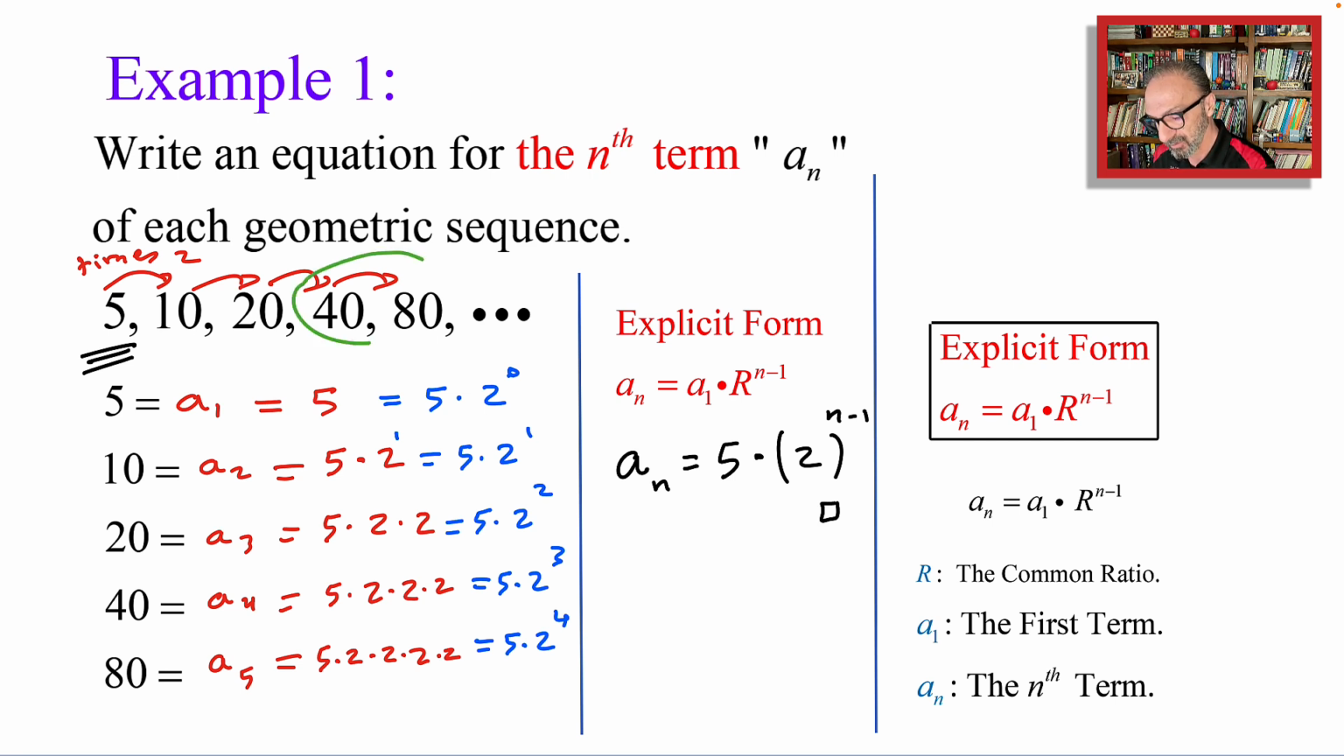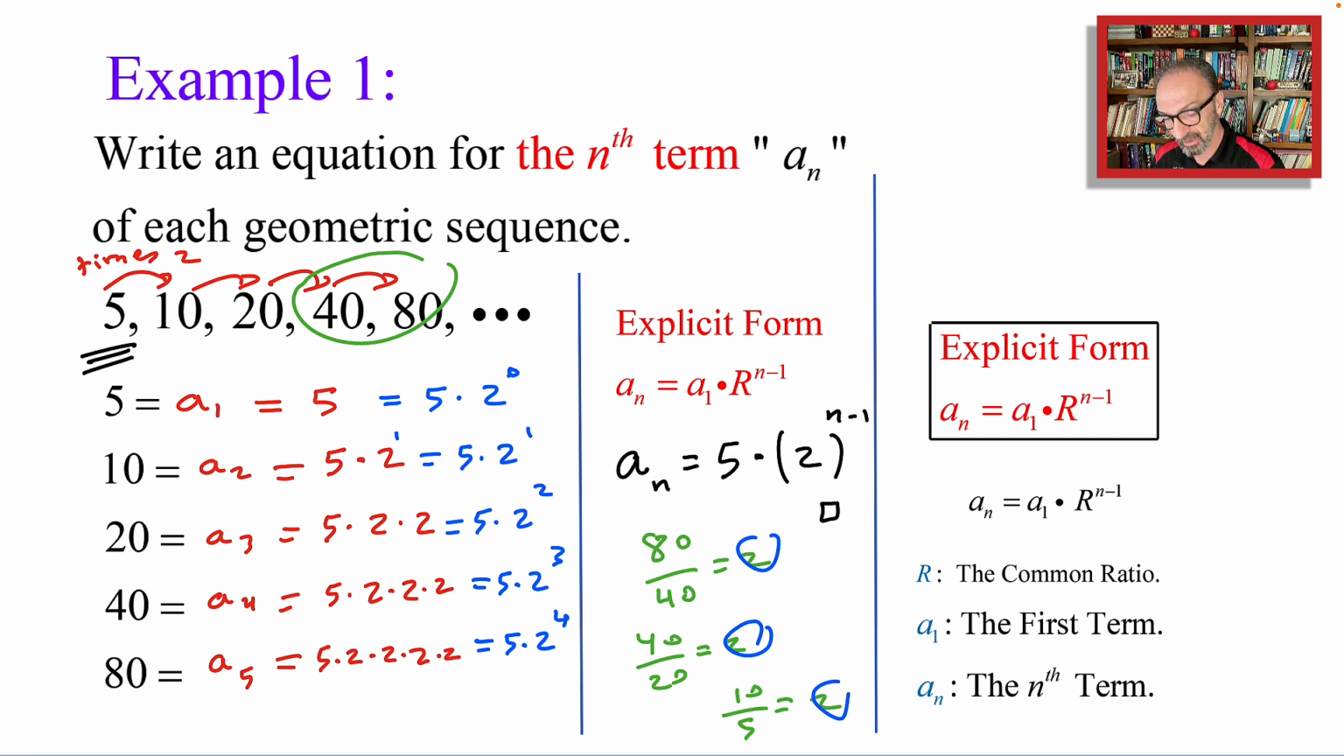So when you go back this way to find R, 80 by 40 is 2. Dividing 40 by the previous term, which is 20, you get 2. And you divide 10 by 5, you get 2. This is the common ratio. This is a common number, which is a common ratio. That's why it's called ratio, because we're dividing backwards. And that is R, the common ratio, which is 2.